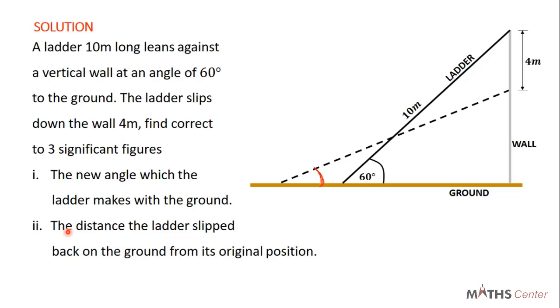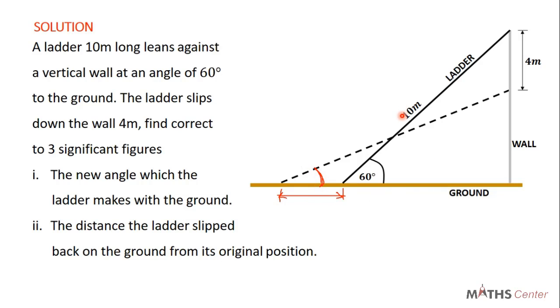Then it also says that we should find the distance the ladder slipped back on the ground from its original position. As I said, previously the ladder was here. So it's going to slip back. The foot is also going to slip back. So between the new position and the old position, the question says that we should find the distance. So the question wants us to find the distance from the new position here to the old position. So we are going to look for this distance. That is what the question wants us to find. So we are going to find 2 things here. We are going to find this angle and this distance.